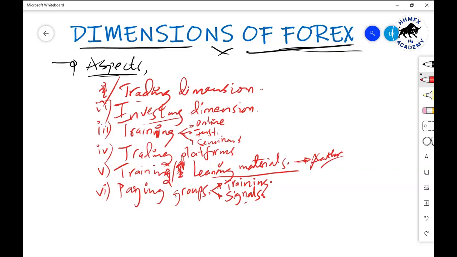And we have the last dimension, the 7th dimension. This dimension includes people who are mostly known as motivators. Sometimes we also have those called influencers. So those influencers and motivators are another aspect of the Forex industry.